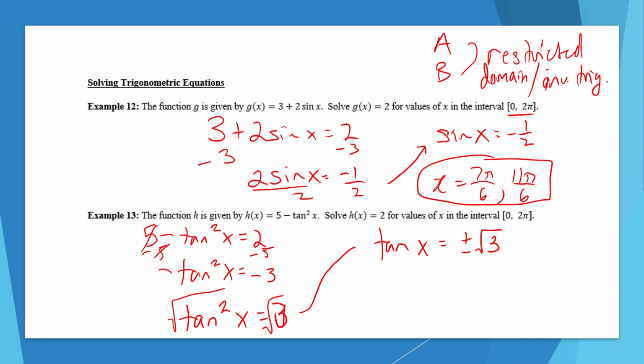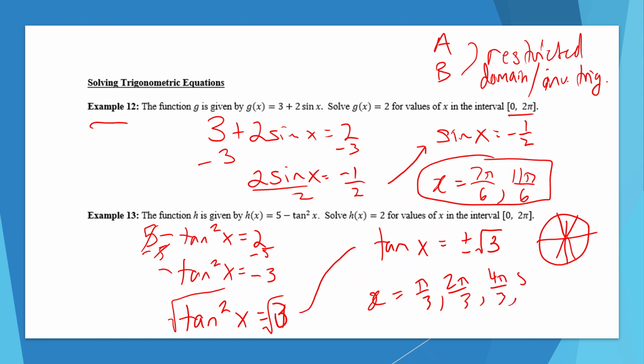A lot of people wanted to add plus or minus to equations like example 12, but we didn't take the square root of both sides, so you don't want to just do that unnecessarily, because then you're adding incorrect solutions to the equation. Once we have this, tangent of x should be equal to plus or minus root 3 at any 60-degree reference angle. So that's going to be pi over 3, 2 pi over 3, 4 pi over 3, and 5 pi over 3. So all 4 of those should be our correct angles for example 13, all 4 of those there.